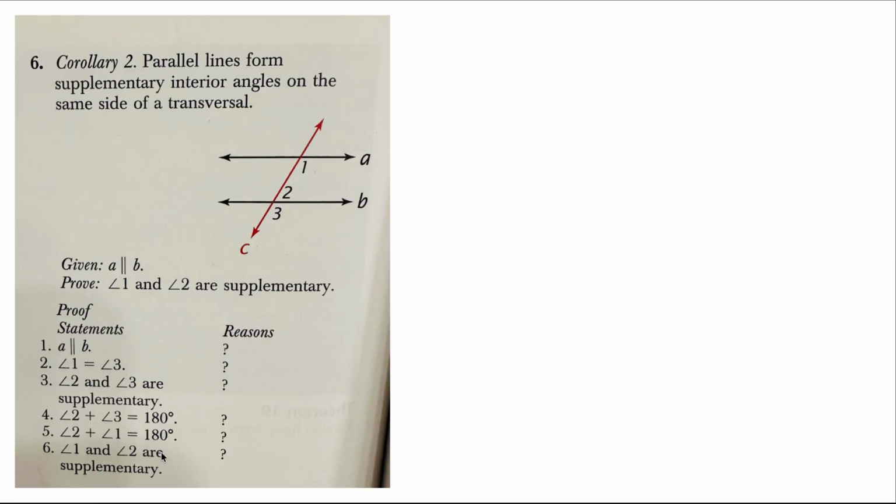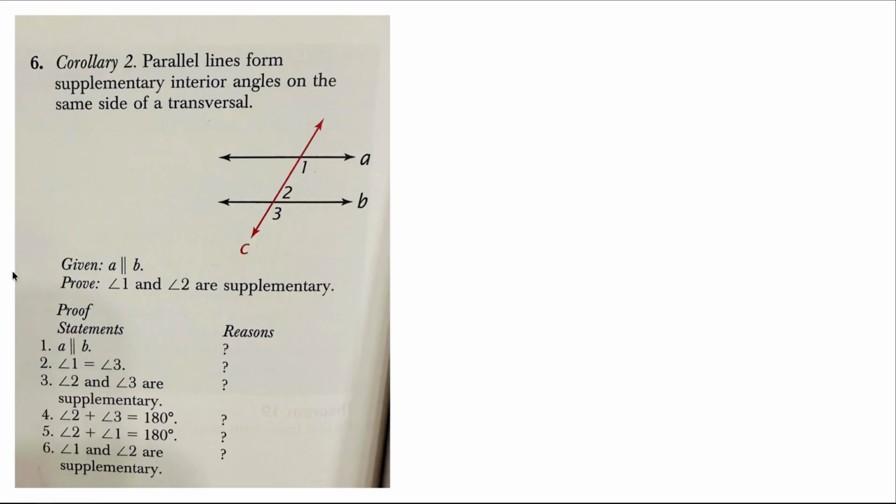Next, number 6, corollary number 2. Parallel lines form supplementary interior angles on the same side of the transversal. So let's take a second to absorb that. Interior angles inside the parallel lines on the same side. So we are talking about angles 1 and 2, and we are trying to prove that they are supplementary.